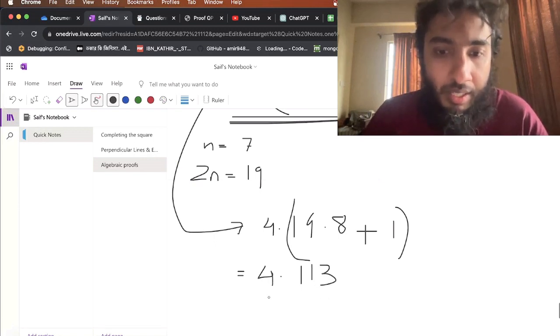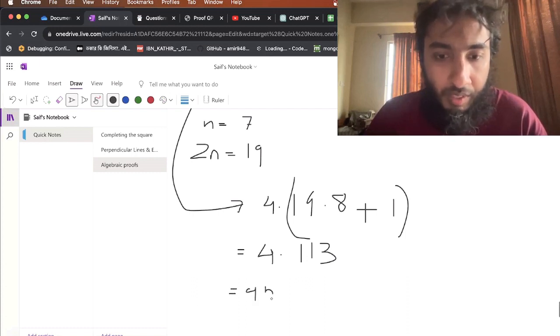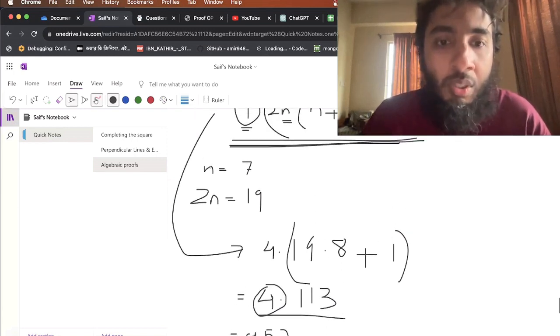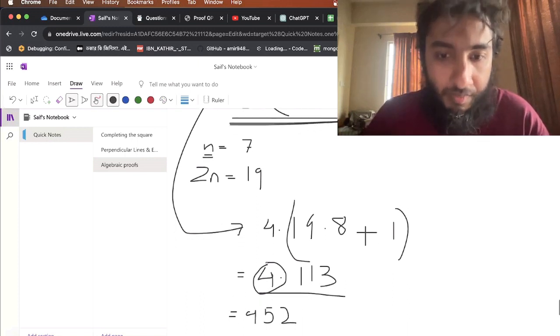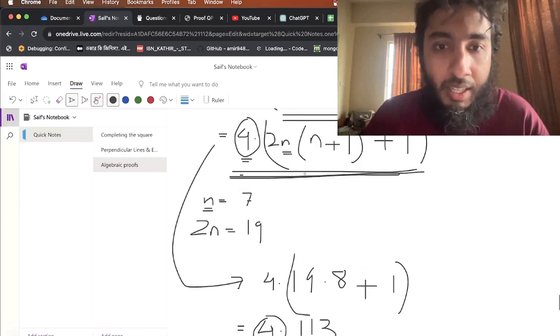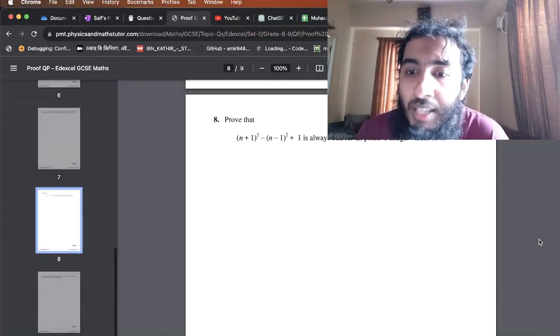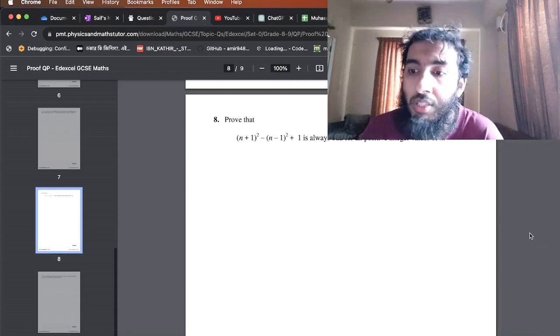So whatever the number is, it's probably 452, whatever. But you can see that this expression 4 into 113 is a multiple of 4, because you can clearly see the 4 is there. So you can use any positive number of n, and you will see that this expression is a multiple of 4. So number 8 says you have to prove that n plus 1 whole square minus n minus 1 whole square plus 1 is always odd for all positive integer values of n.